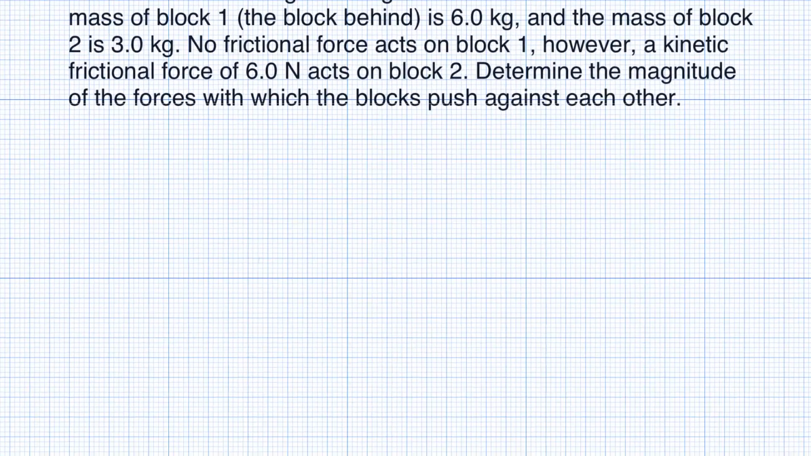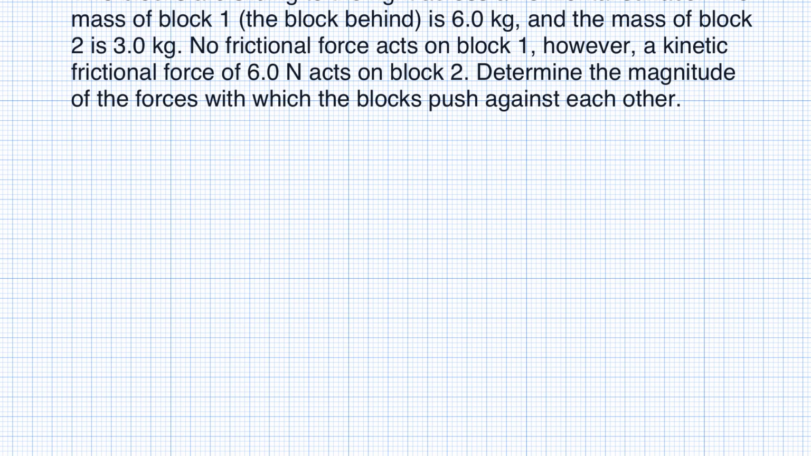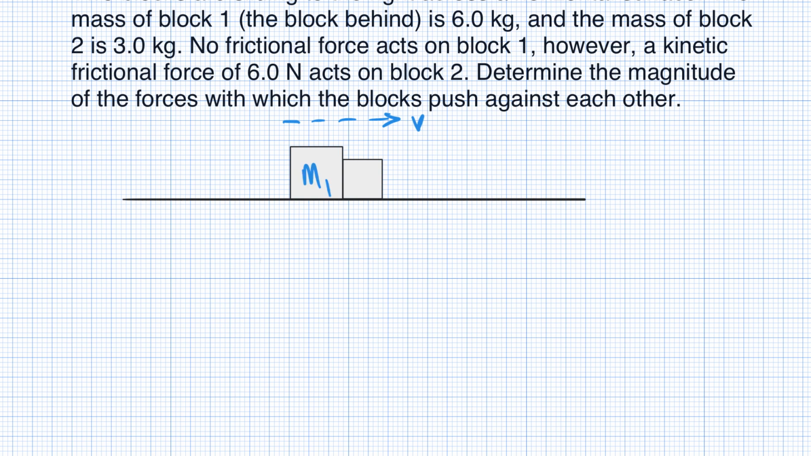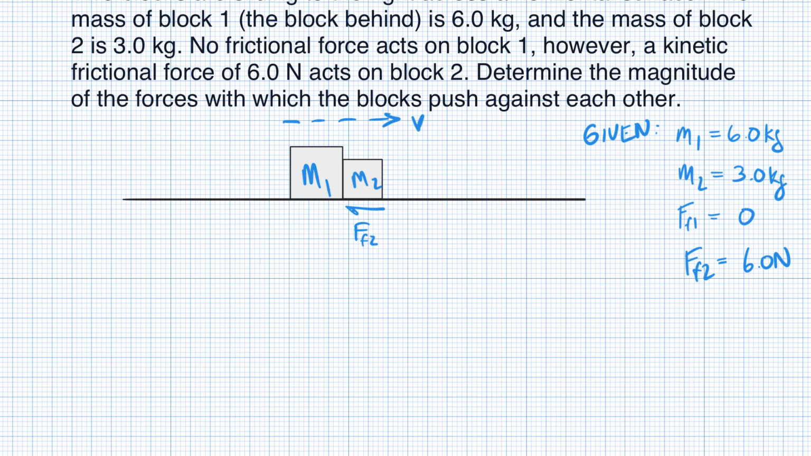Okay, so let's begin. Two blocks are sliding to the right across a horizontal surface. The mass of block 1, the block behind, is 6 kilograms, and the mass of block 2 is 3 kilograms. No frictional force acts on block 1, however, a kinetic friction force of 6 newtons acts on block 2. Determine the magnitude of the forces with which the blocks push against each other.